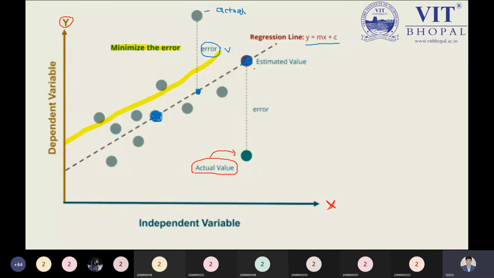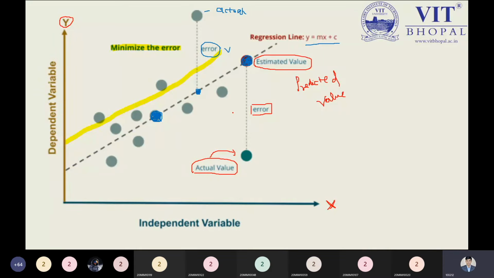This should be our predicted value, or estimated value. This is known as the predicted values. So the gap between the predicted values and the actual values is an error. This is known as the error.